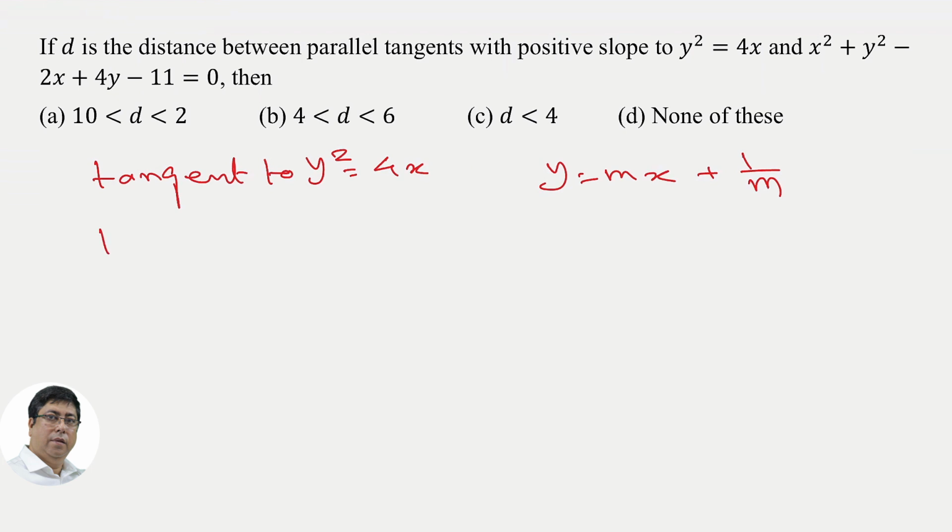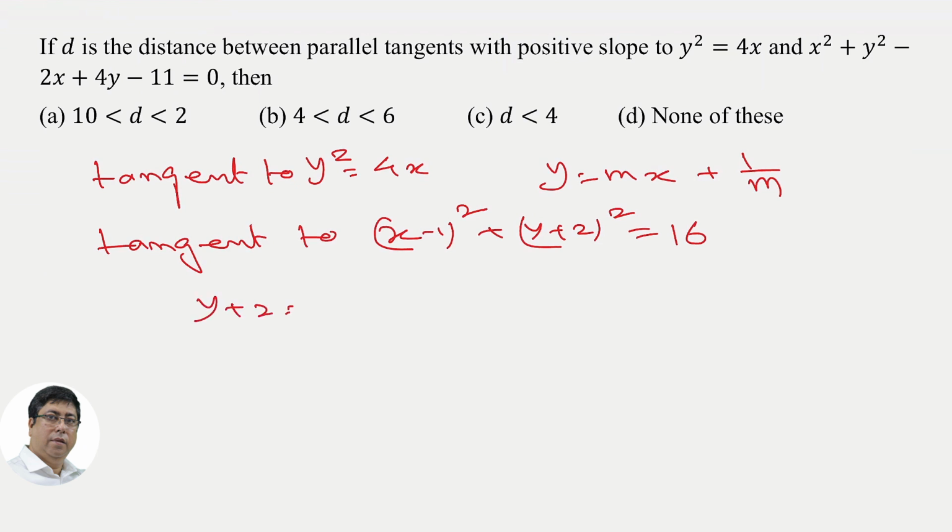And again, the tangent to (x minus 1) whole square plus (y plus 2) whole square equal to 16. Parallel tangents, therefore having the same slope. So we know that y plus 2 equal to m into (x minus 1) plus 4 into root over 1 plus m square. That is the formula y equal to mx plus a into root over 1 plus m square. So instead of y just replace y plus 2 and instead of x replace x minus 1.